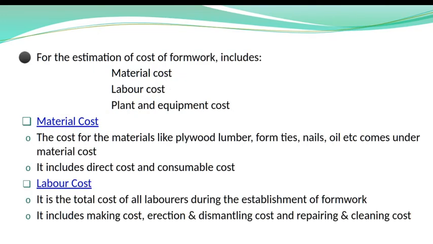Next, for the detailed estimation of costs of formwork, it consists of material cost, labor cost, plant and equipment cost. First one is material cost. The materials like plywood, lumber, foam ties, nails, etc. needed for the construction of formwork. Cost required for these materials is known as material cost. It can be of two types, direct cost and consumable cost.